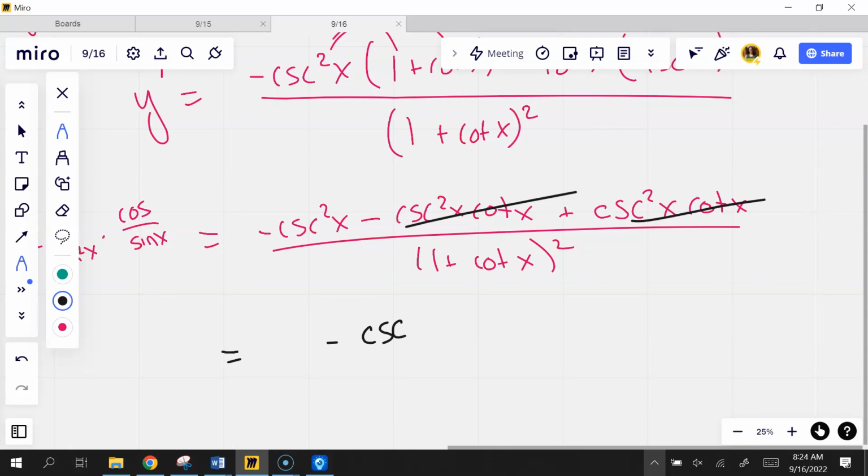Negative cosecant squared x over 1 plus cotangent x squared. I'd leave that like that. I wouldn't go any further with it. Did they go further with it? No. They did. Let's see. They moved the sign on the bottom, and you don't have to. I'd leave it there.